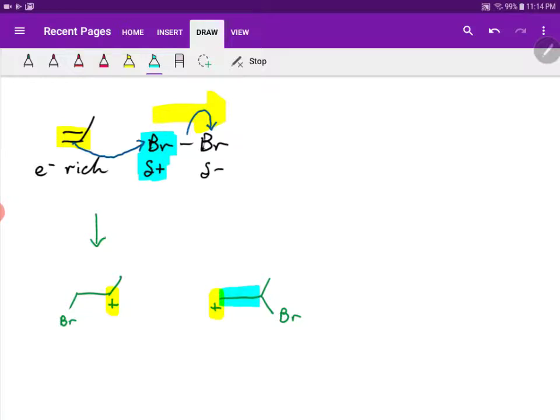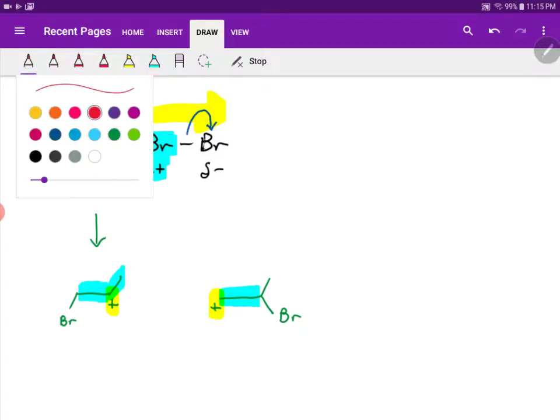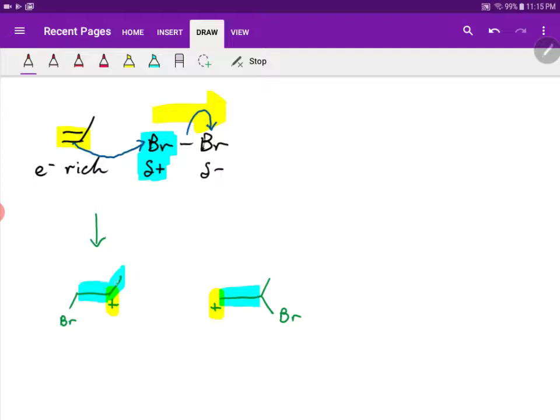Alright, so I have one alkyl group here and two alkyl groups here. What we can see is that the alkyl group is electron donating, so it donates electron density. What it can do is put more negative charge, so to speak, into this carbocation, and in a certain sense it will disperse the positive charge away.